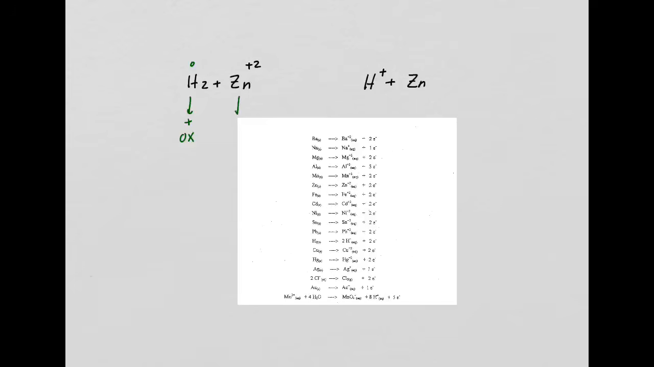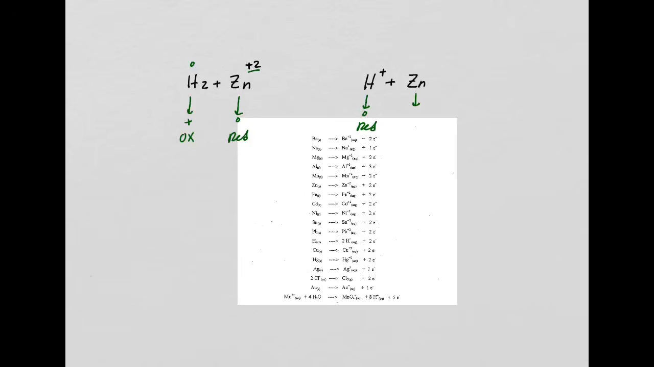Now zinc is plus 2. If zinc is plus 2, what's going to happen? Zinc is going to go from plus 2 to 0, so it's going to become more negative, so it's going to be reduced. Let me come over here. Again, this is H plus. H plus is going to go to what? H plus is going to go to 0, because it's going to be H2. The diatomic molecule is 0. To go from plus to 0, you got reduced because you got more negative.